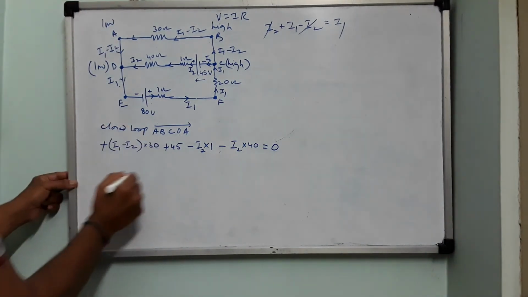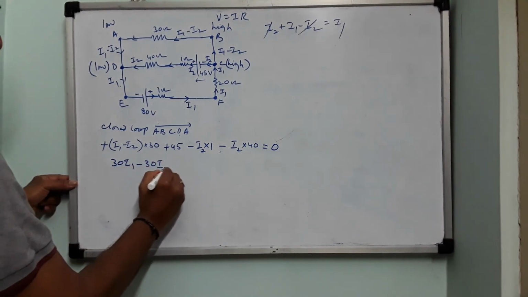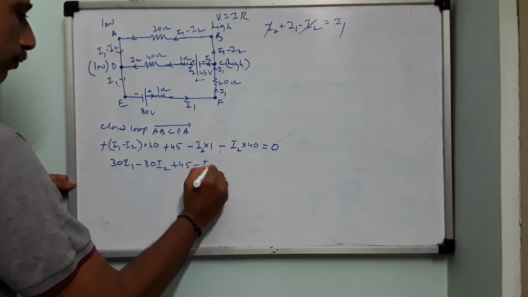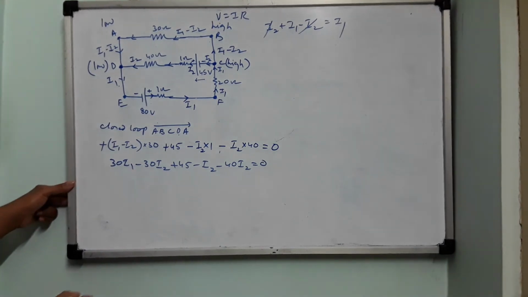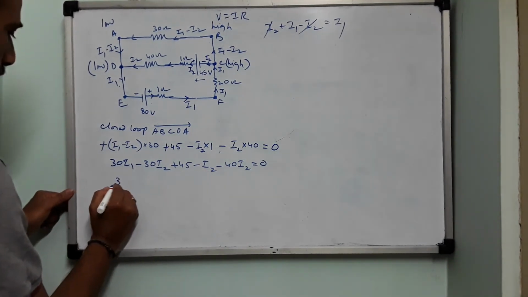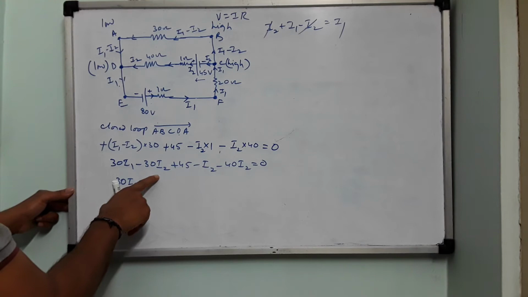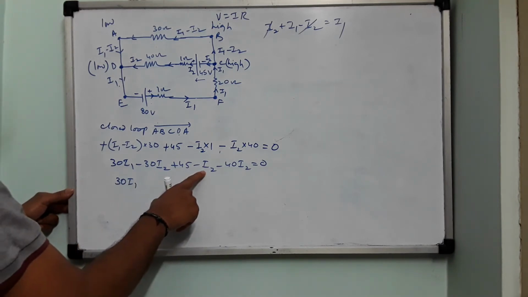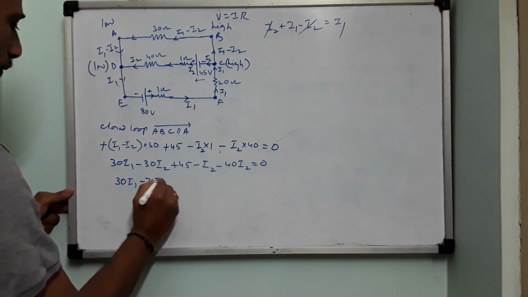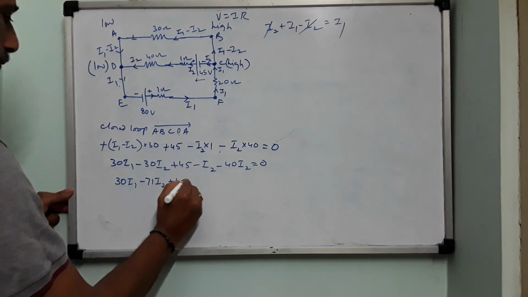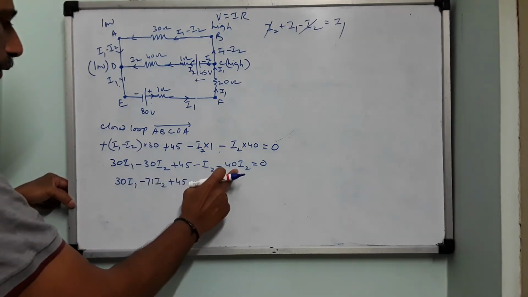Okay, so let me simplify this. This will be 30I1 minus 30I2 plus 45 minus I2 minus 40I2 is equal to 0. Okay, so any I1s are there? Only one I1 is there. So this is 30I1. How many I2s are there? Minus 30I2 minus I2 minus 40, minus 71. So minus 71 I2 plus 45 equals 0. Just please verify whether I am doing correct or not. 30 plus 40 is 70, 71.